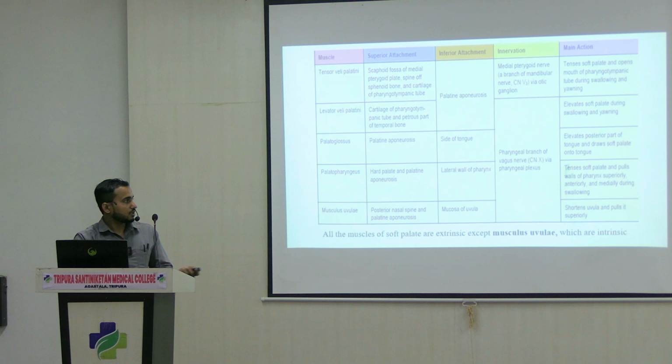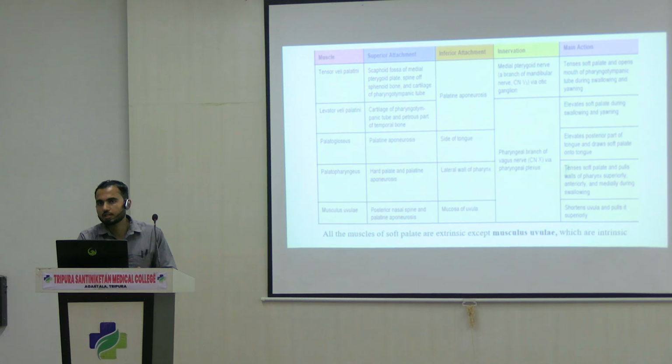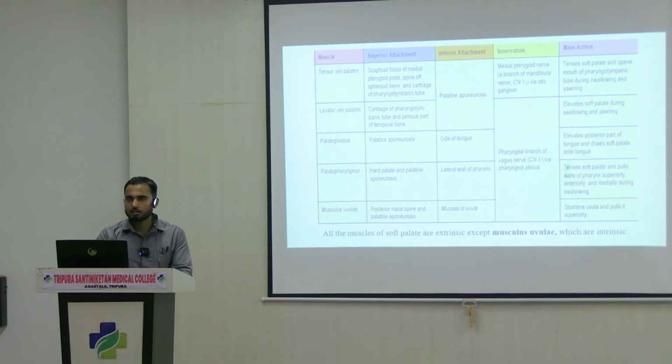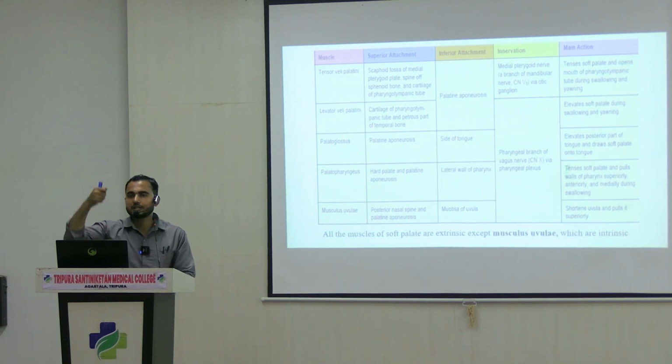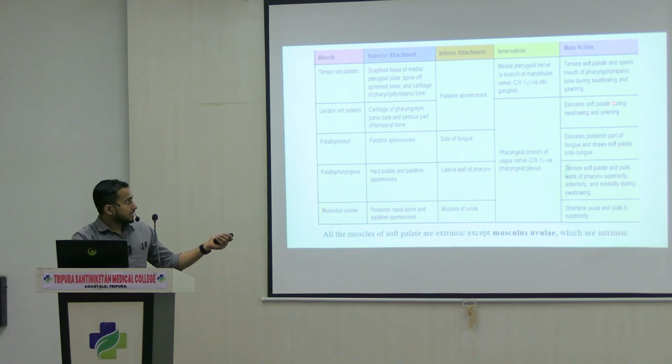Next, the functions are very important. First of all, the tensor veli palatini: what will it do? It will tense the soft palate, and along with that, it opens the pharyngotympanic tube or the auditory tube during swallowing and yawning. Next, the levator veli palatini, which is also coming from above. What will it do? It will elevate the soft palate during swallowing and yawning.